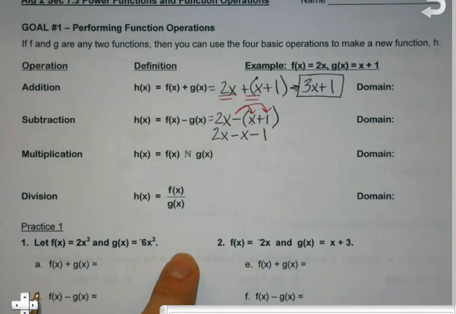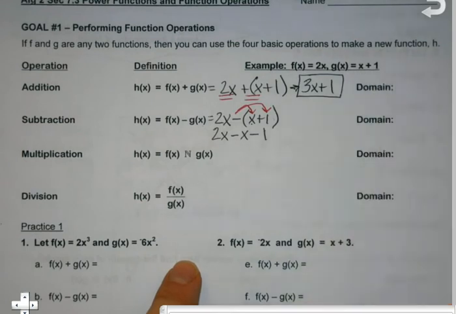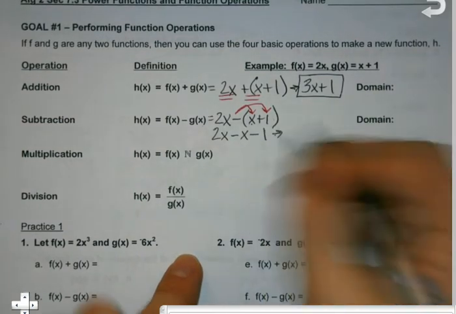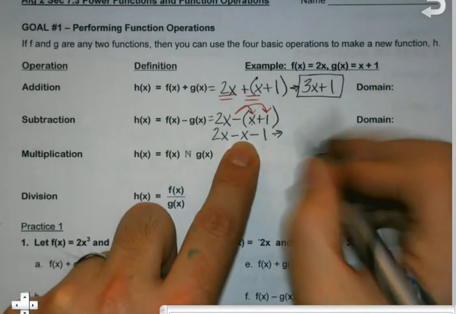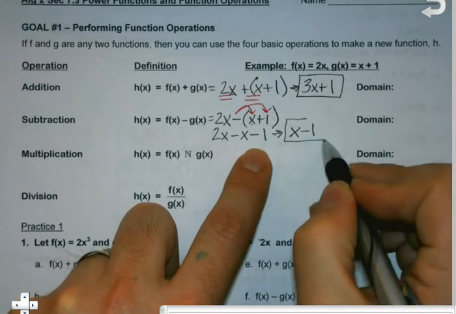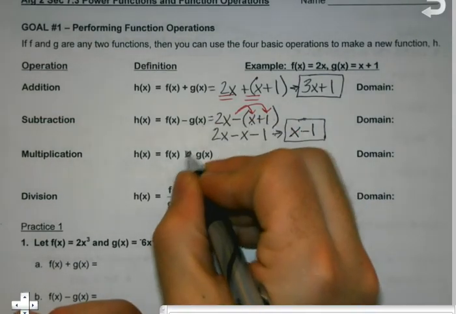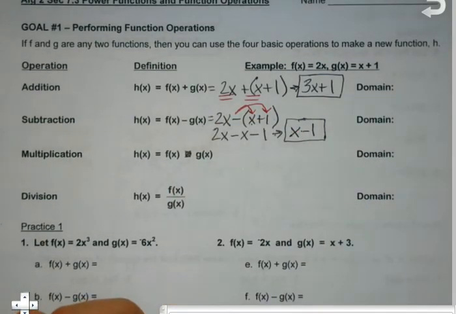So anytime you're plugging these in and you've got a term that has more than one piece to it, you're going to want to use the parentheses and then combine. 2x take 1 away is 1x minus the 1. And again, there is a difference between f of x minus g of x and g of x minus f of x. You have to watch that. This should be a times dot.